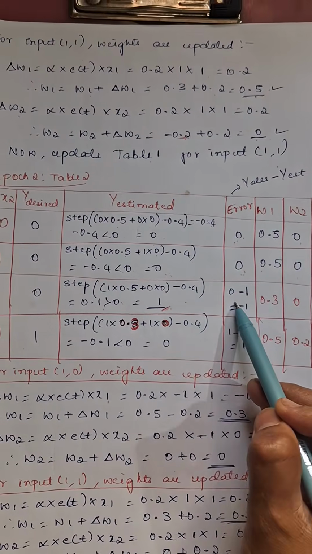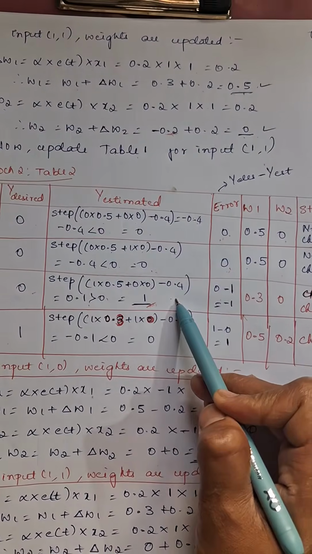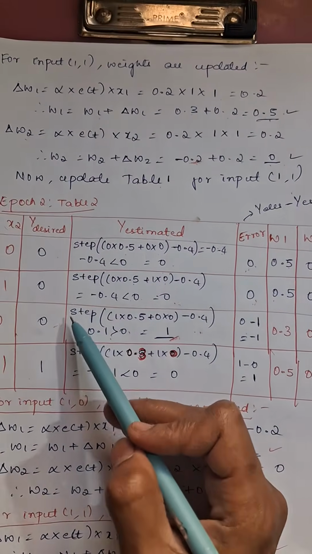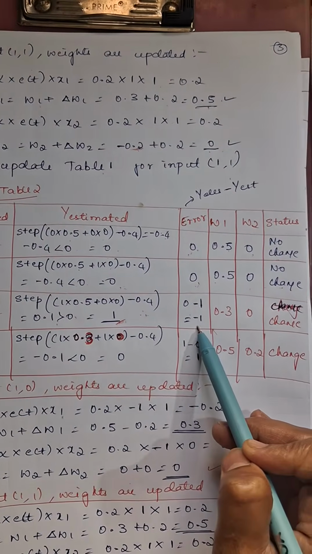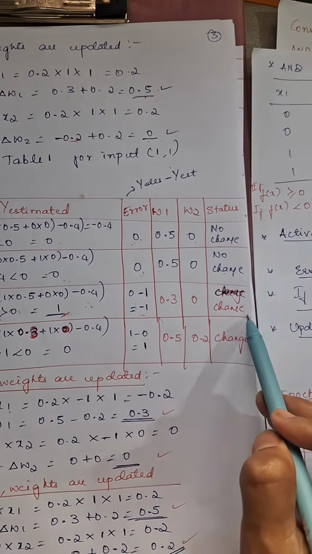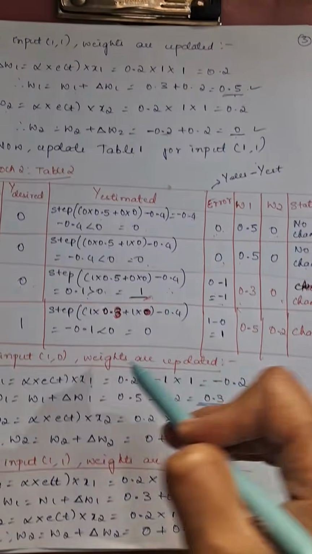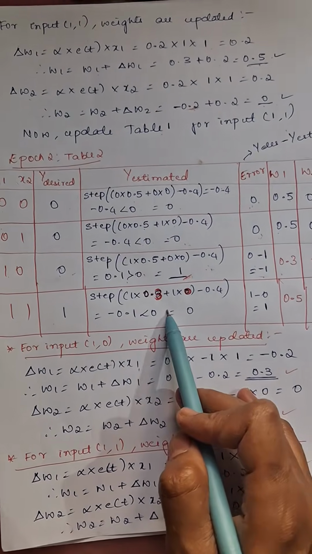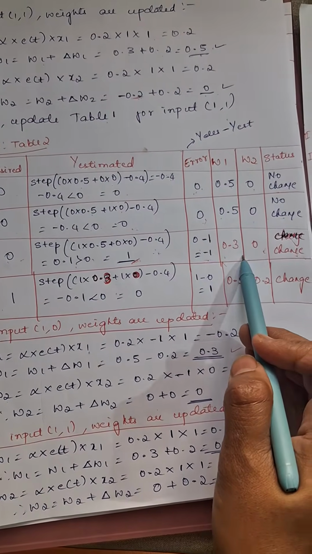Now what is the error? Desired output minus estimated output, it's not the reverse. Keep that in mind. So 0 minus 1, I get minus 1 here. Now there is an error, so I have to change. The status is changed. Now I have to update the weights. Come down immediately. Don't fill the next row. Come down and calculate the updated weights. Immediately you have to do it.